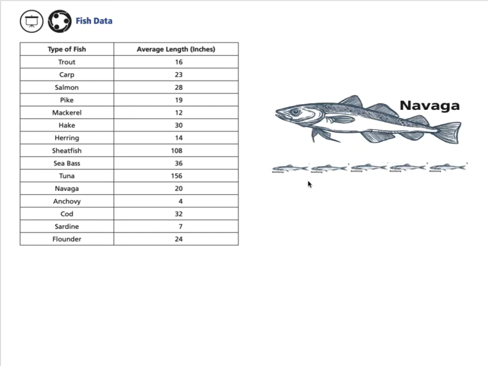And so now what I can see is the relationship between these. The anchovies are quite small compared to this larger Navaga. They're 1/5 as large as the Navaga. So an anchovy is about 4 inches long, and the Navaga is 5 times as long as that. It's about 20 inches long. So I can establish those relationships and resize using the tools that I have in Google Slides so that I can show the scaled relationship between those.